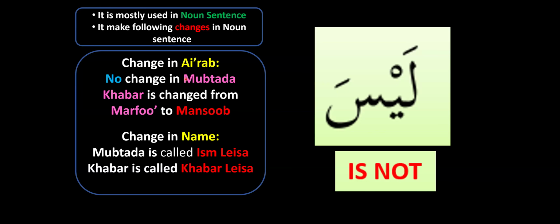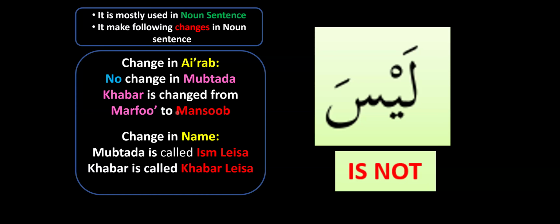Last time, inna wa akhawatuha was different. Ismu inna was becoming mansub and khabaru inna remained unchanged, it means marfu. Here it is reverse. Ismu laysa is not getting changed. Rather, khabaru laysa is getting mansub. So mubtada and khabar, their names will also be changed.